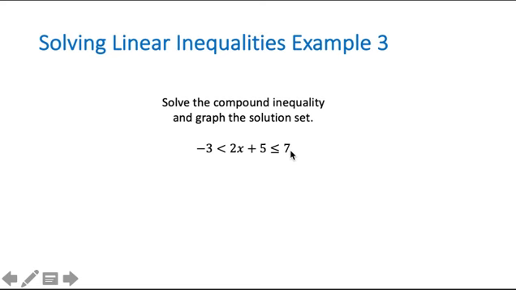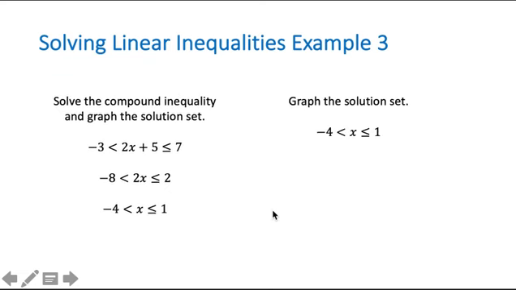Now, what we're going to do is we're going to treat this like it's an equation. And if this was an equation, we would subtract 5. But we're going to subtract 5 from the left, the middle, and the right. So when I subtract 5, I get negative 8 on the left, 2x in the middle, and 7 minus 5 is 2 on the right. Now we're going to divide everything by 2. So the solution is negative 4 is less than x, which is less than or equal to 1.